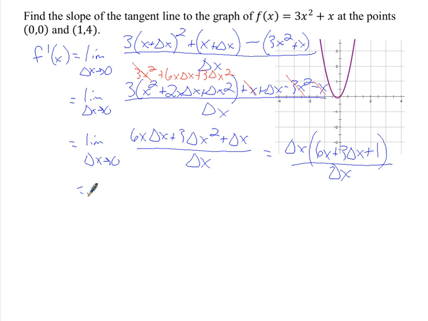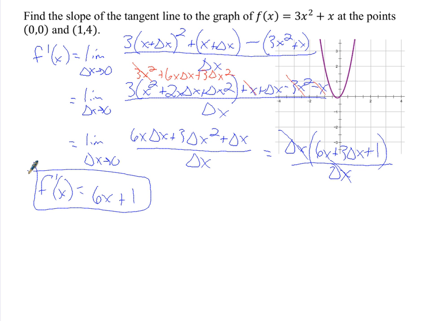So now I can take the limit. This divides out here. And I can take the limit. I can direct substitute that delta x in. This delta x term goes away. And I'm left with just 6x plus 1, which is f prime of x. So this is the derivative function.